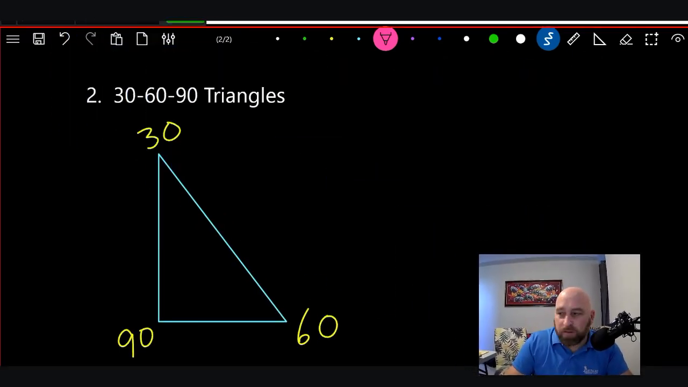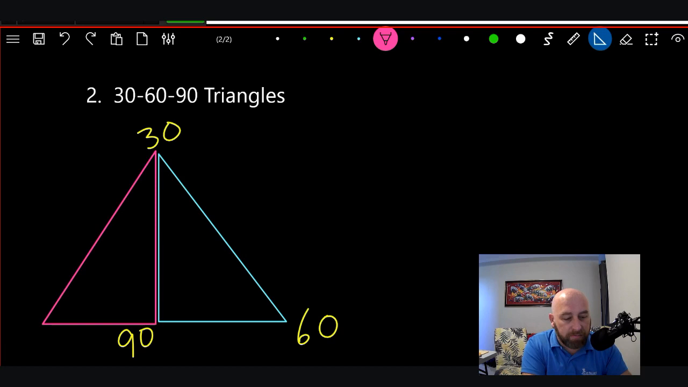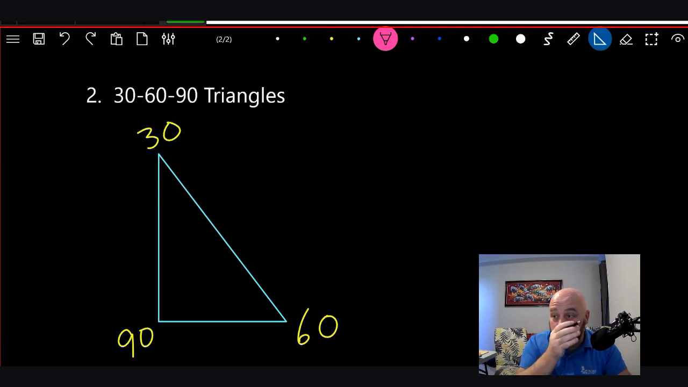All right, now let's focus on the 30, 60, 90 triangle. It is basically half of an equilateral triangle. So if I take my equilateral triangle and then just cut it in half, it makes a 30, 60, 90. So it's also a special triangle. We use it all the time. We see it all the time. It's used a lot in trigonometry. So just get used to it, and you need to memorize some things about it, okay?